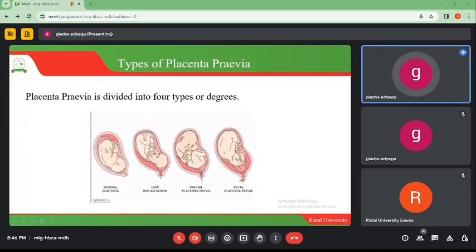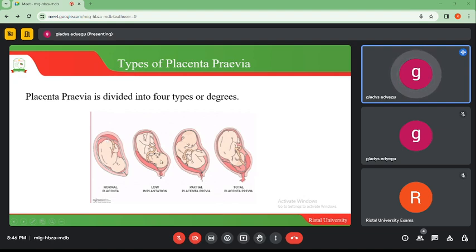So this one is a normally located placenta. The placenta is here at the fundus, and the baby is lying longitudinally, and it has a cephalic presentation, meaning the head is down at the lower part of the segment of the uterus. So this one is a normal placenta that is located at the fundus.